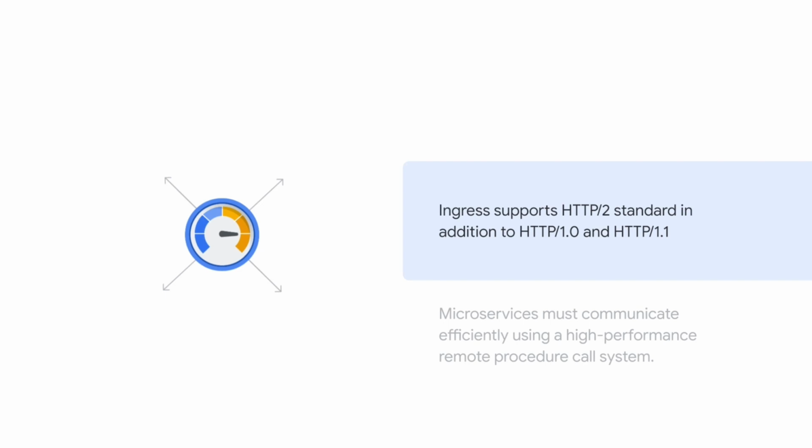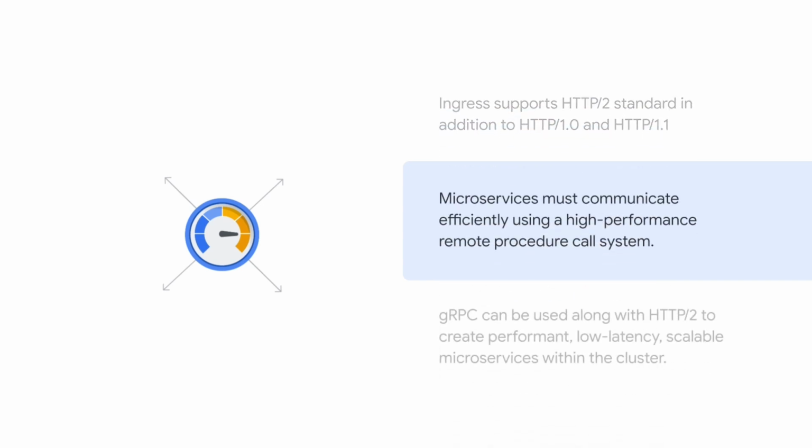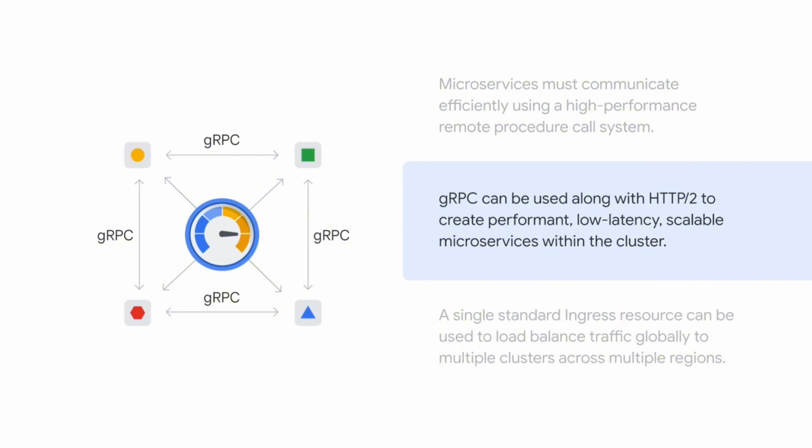Ingress also supports the HTTP 2 standard in addition to HTTP 1.0 and HTTP 1.1. So if a microservices-based application is being developed, it's necessary to ensure that each microservice's communication with all the others uses a high-performance, low-overhead remote procedure call system. gRPC is a common way to solve this, and it needs HTTP 2. So gRPC can be used along with HTTP 2 to create performant, low-latency, scalable microservices within the cluster.